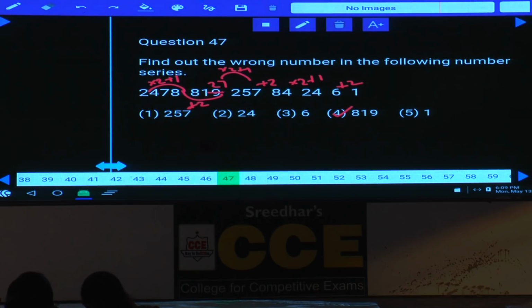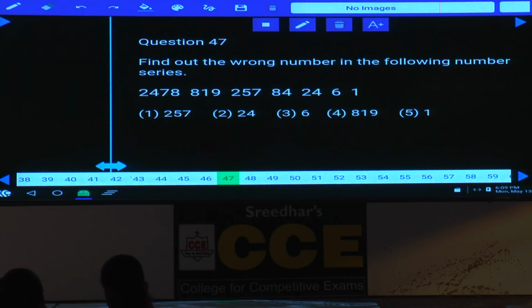Then question number 47. Any answer to this one? Question number 47, anyone? Those who have completed, please raise your hand. Now in 47, the question itself is wrong. It is not 6 and 1, it is 6 minus 1, 5 is the number there. Make that correction here: 5 is the last number.